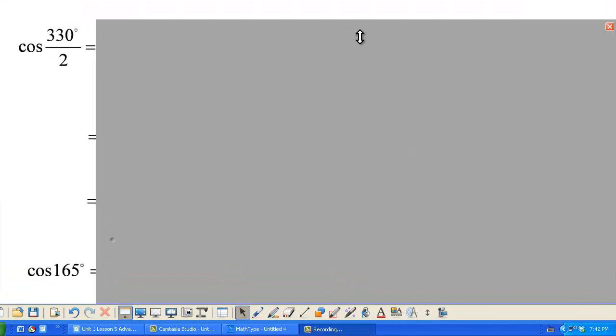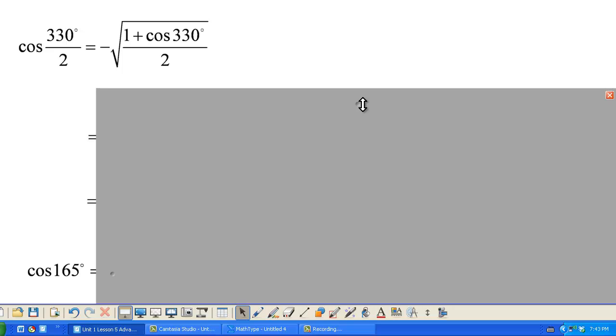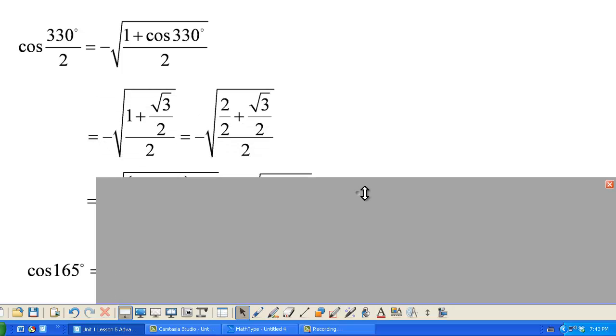Okay, so now we're going to follow a very similar procedure to find the cosine of 165 degrees. Again, 165 is the half angle of 330 degrees. So the cosine of 330 degrees divided by 2 using our half angle formula would be the negative, and we're using a negative because 165 is in the second quadrant, the square root of 1 plus the cosine of 330 degrees over 2. As we did in the last problem, the first thing I'm going to do is evaluate the cosine of 330, which is still root 3 over 2.